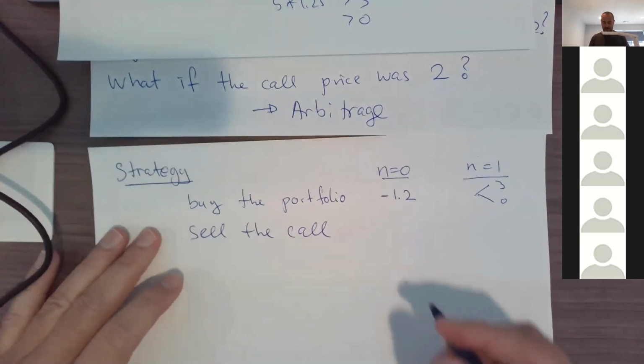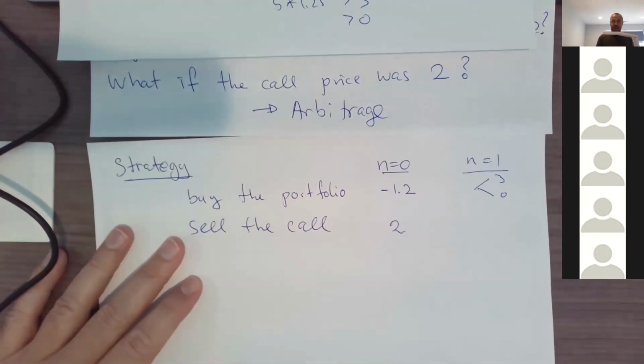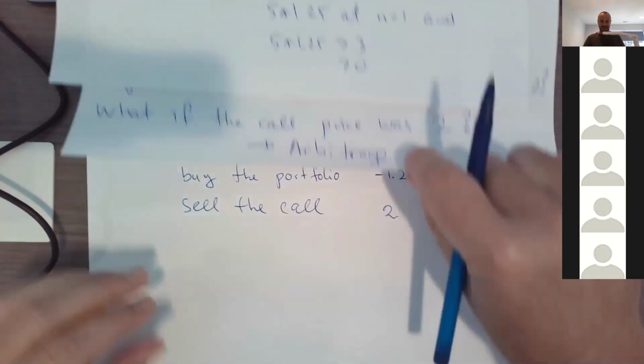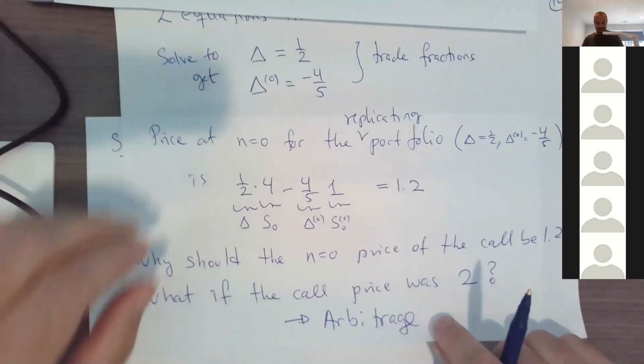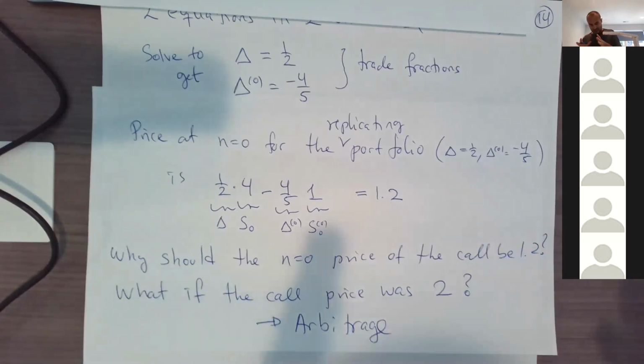You're going to sell the call. So that means you're going to get money today. You're going to get 2, because this was what we were pretending, right? We're pretending there is a difference between the two. So we are assuming that the price of the call was 2.